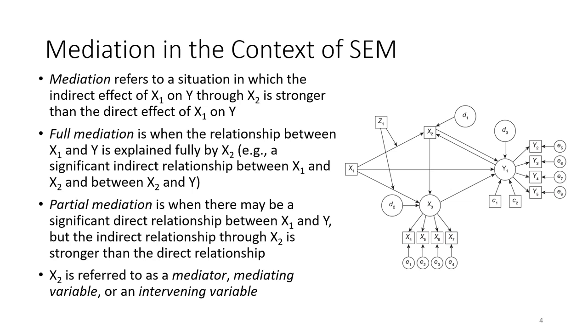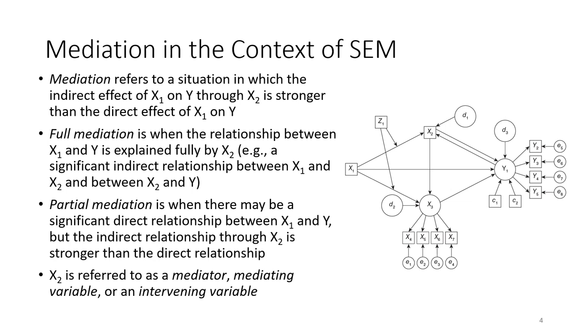as opposed to observable variables, which you can do in the context of multiple regression. So mediation can be defined as a situation in which the indirect effect of X1 on Y through X2 is stronger than the direct effect of X1 on Y. You can see this illustrated in the path diagram on the right-hand side of the slide. X1 has a direct line going to Y1, so there's a direct relationship there, but X1 is also indirectly related to Y through X2.